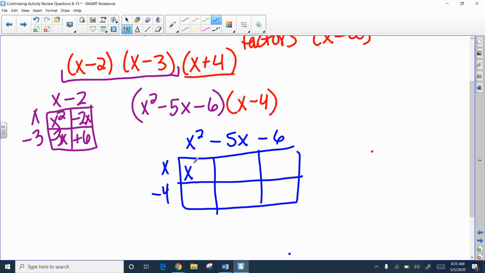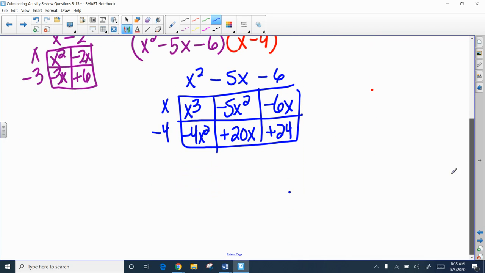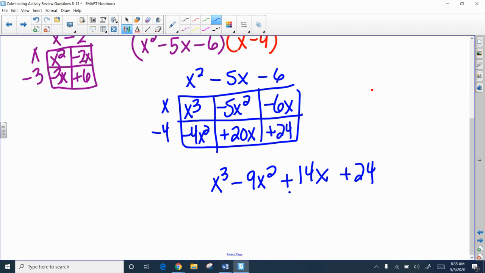And so that's going to give me x cubed minus 5x squared minus 6x. This would be minus 4x squared plus 20x and plus 24. So then when I combine the like terms, we have x cubed minus 9x squared plus 14x plus 24. And so this is our polynomial.